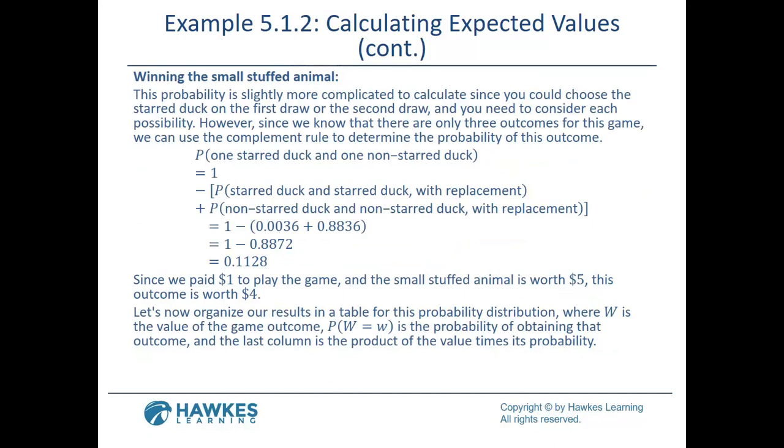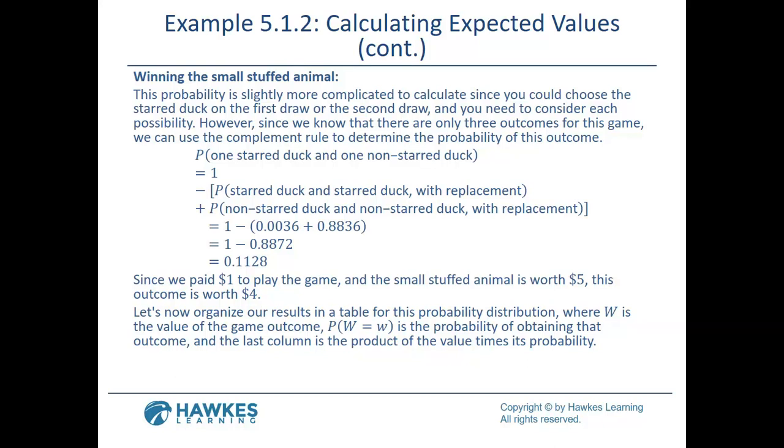Now, since we know there's only 3 outcomes for this game, we're going to use a complement rule here because I don't really want to spend a lot of extra time figuring out probability. So I know that to get 1 star duck and 1 non-star duck, it's basically the only other probability I have left. So I'm going to say 1 minus, well, what's the probability of me getting 2 star ducks plus what's the probability of getting no star ducks?